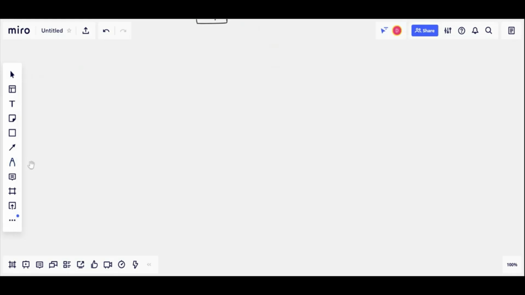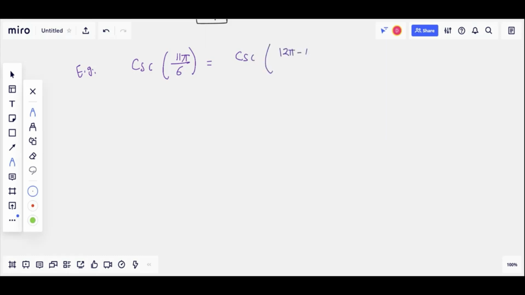Let's talk about another example. So we have to find a value of sec of 11 pi. Rather, let's talk about cosec. So we have cosec of 11 pi over 6. Again, first of all, we need to convert it in the standard format. So I'm going to write it as 12 pi minus pi over 6, because if I split this, I will get 12 pi over 6 minus pi over 6, and 12 is a multiple of 6. So we have 2 pi minus pi over 6.